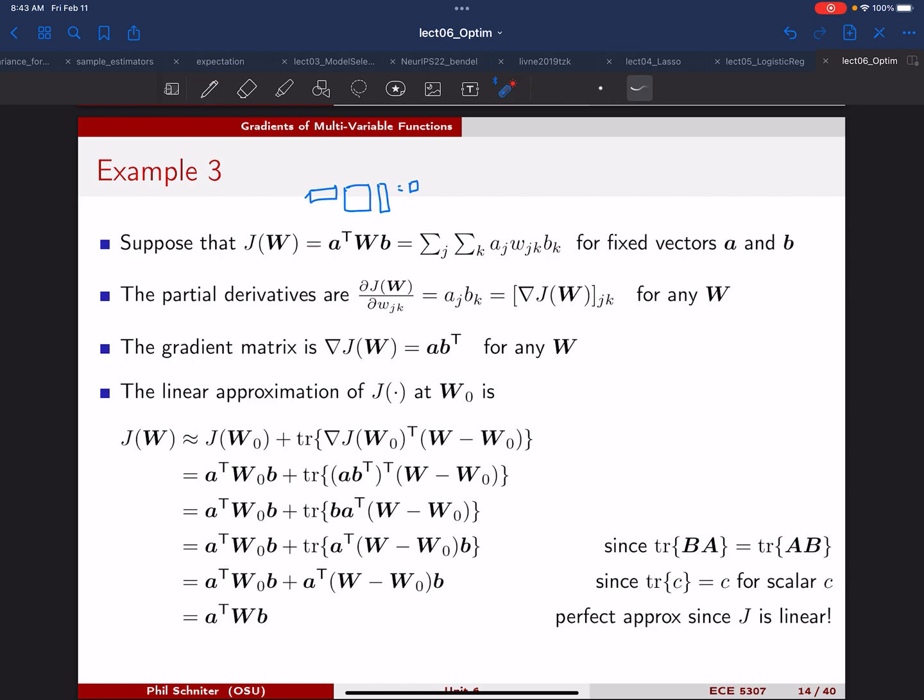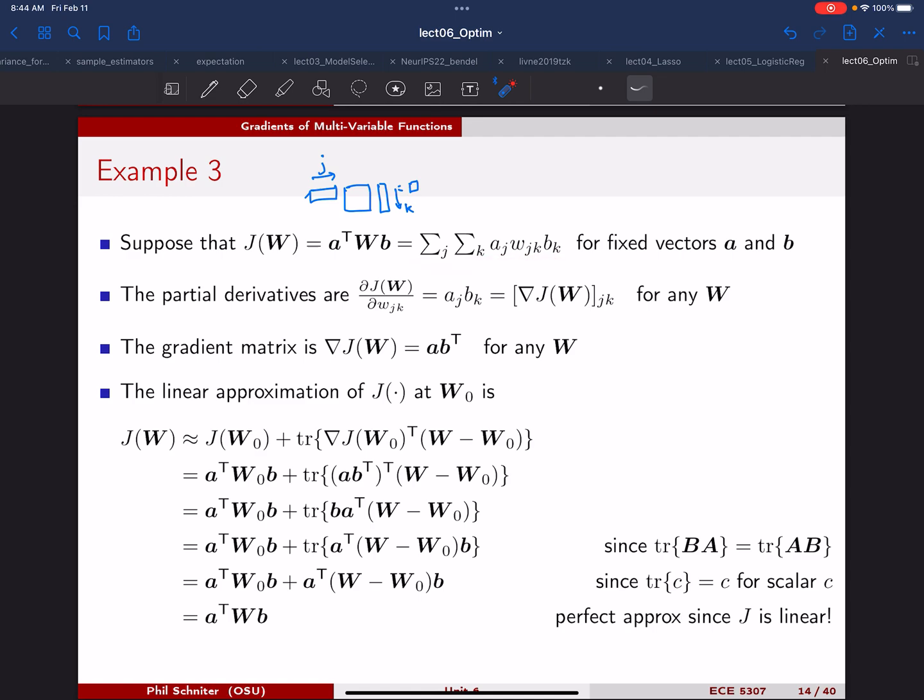Okay, and if we want to expand this in terms of the summations, it looks like this. We could establish an index over A, we'll call it J, an index over B, we'll call that K, and then we do sum across J times all the rows of W and the sum across K of all the columns of W, and this is how we do that vector matrix vector multiplication. Okay, so this is just relatively easy to work with.